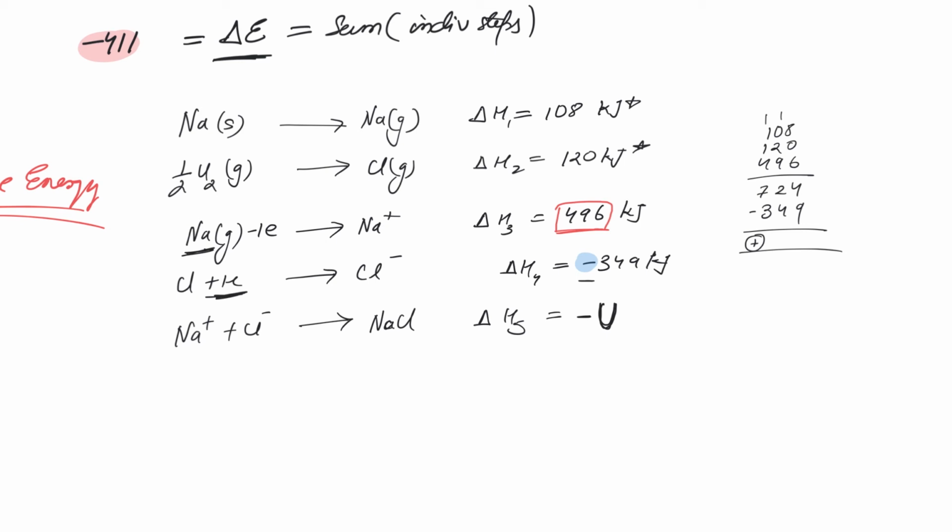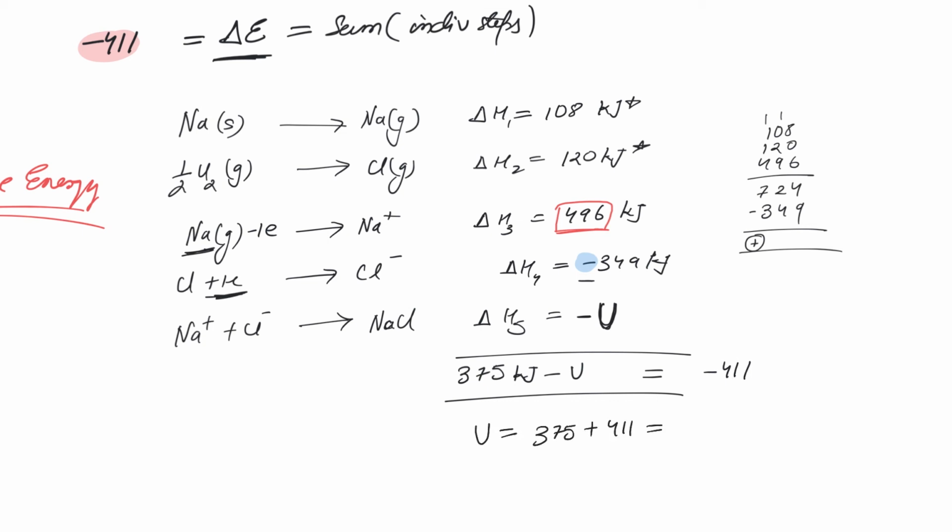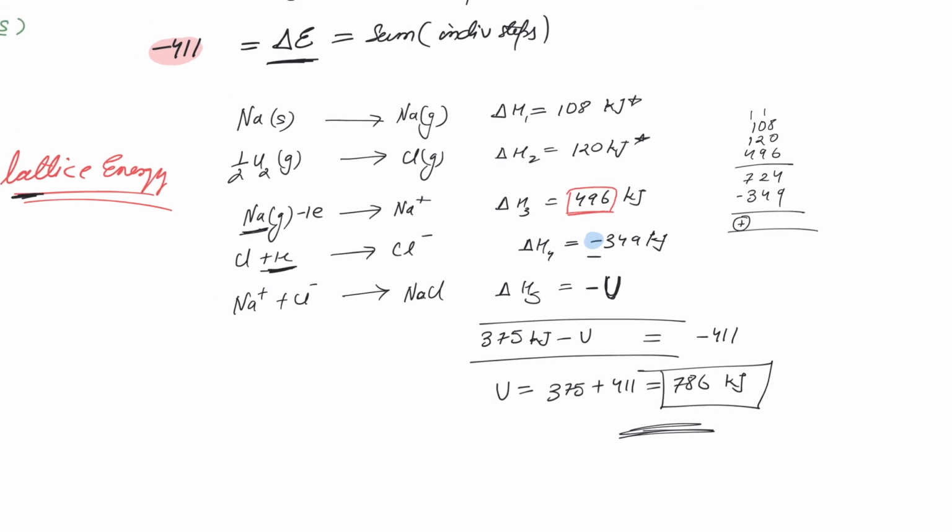Now Hess's law says the sum of all these energies is going to be minus 411. So let's equate all of this. That comes to 375 kilojoule minus U gives you minus 411. Now if you calculate for U, you get 375 plus 411 equals 786 kilojoule. This is your lattice energy.